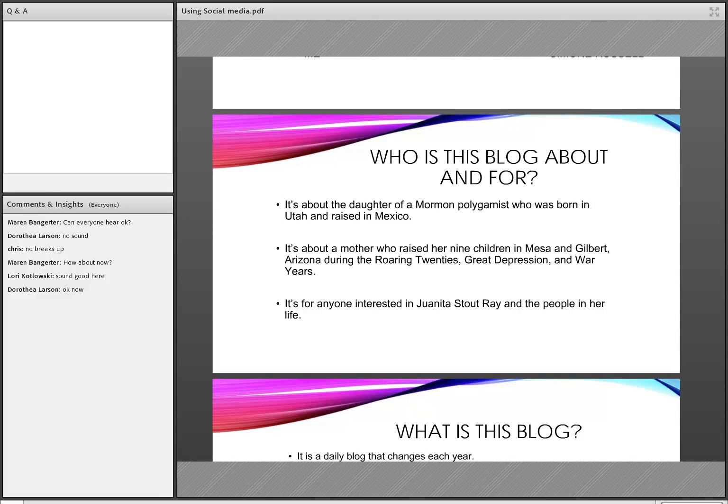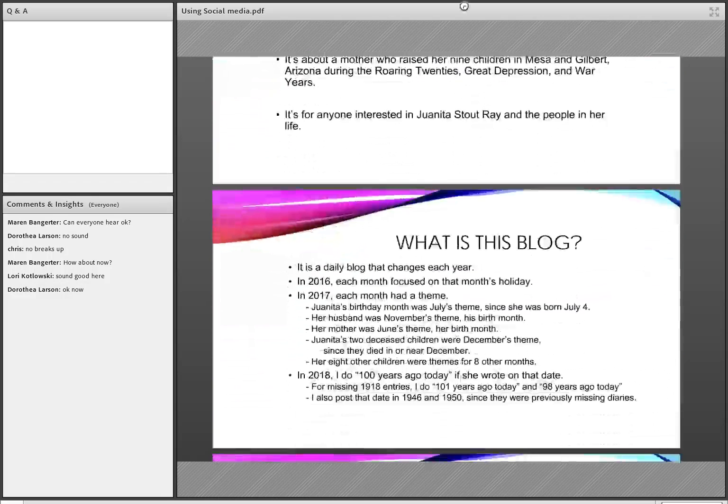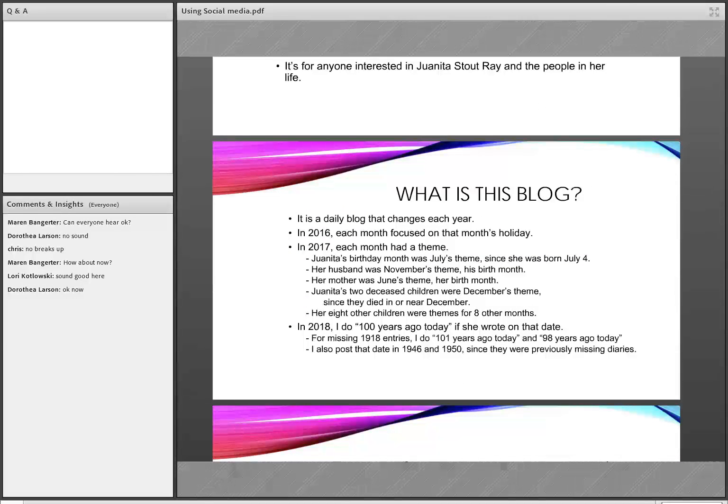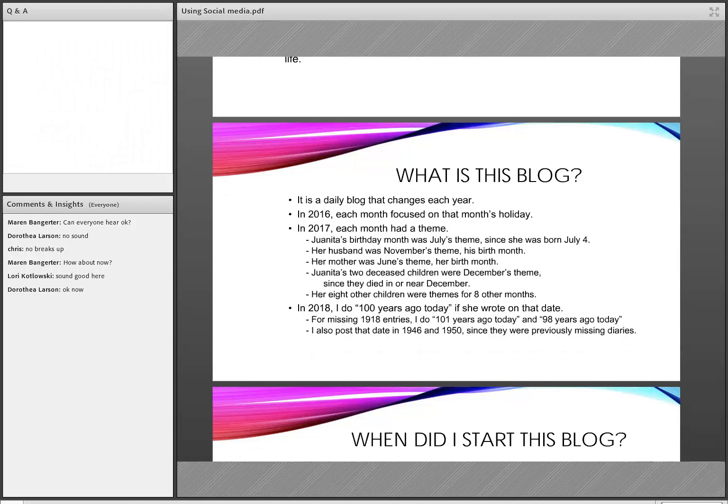So it's about the daughter of a Mormon polygamist who was born in Utah. My great-grandma was born in southern Utah, raised in Mexico in the Mexican colonies. It's about a mother who raised her 9 children in Mesa and Gilbert, Arizona, during the Roaring 20s, the Great Depression, and the war years. I mentioned she had 7 children that raised their own families because she lost her oldest in 1918 during the influenza epidemic, and she lost her youngest child in 1941, when the youngest was 8, to kidney failure. And it's for anyone interested in Juanita Stout Ray and the people that were in her life.